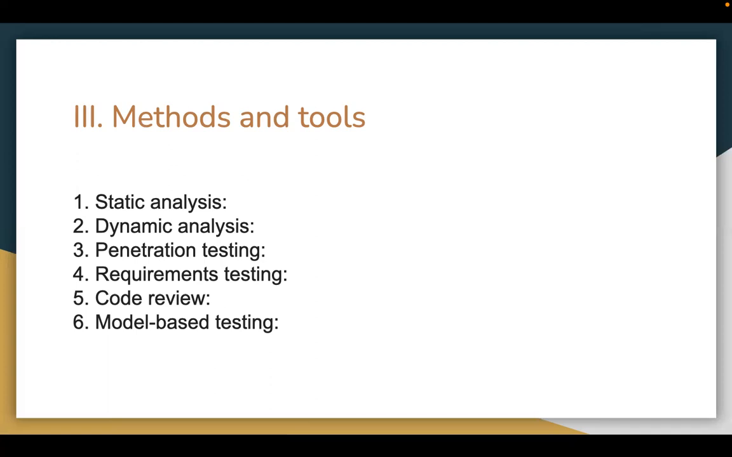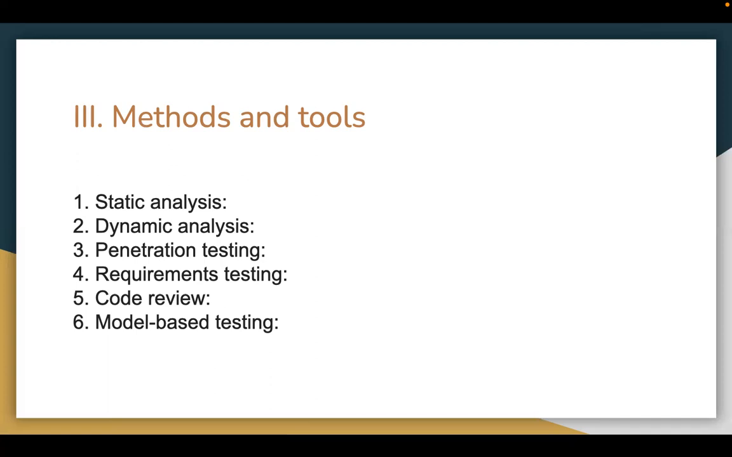My next method and tools is requirements testing. Requirements testing involves testing the software against the requirements and specification for the device to ensure that it meets the necessary standards. Tools that can be used for requirements testing include Rational Quality Manager, Jama, and Squish Test.